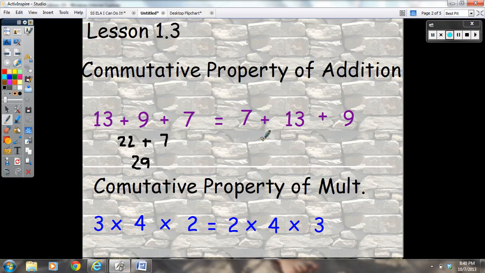So if I took 13 and 7, I would get 20. I would add the 9, and my answer, as you can see, would be the same. So when we're talking of the commutative property, we're thinking in terms of the order, and we should know at this point that the order doesn't matter. The order of the addends does not matter. You would get the same exact answer. Same thing would hold true if I took the 7 here and put the 9 here. It would also equal 29.